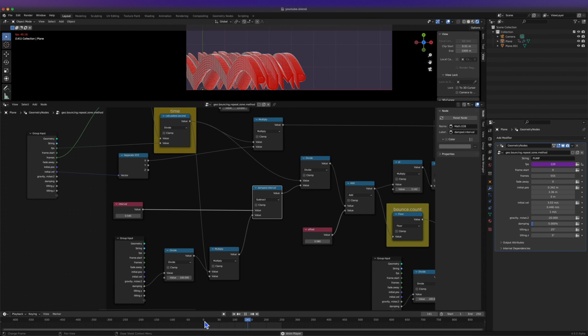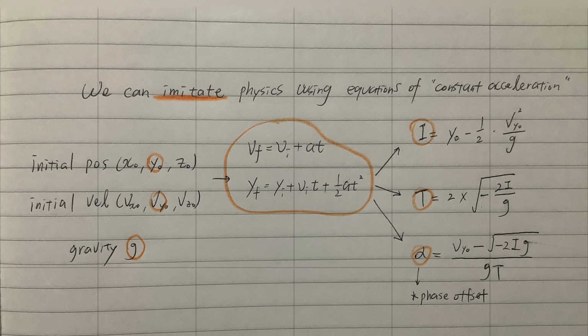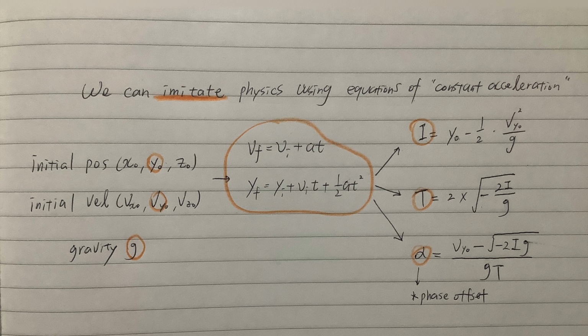Great, damping is successfully applied. Next, it's time to convert the physics data to intensity, interval, and offset. This result can be acquired using these two equations of constant acceleration.